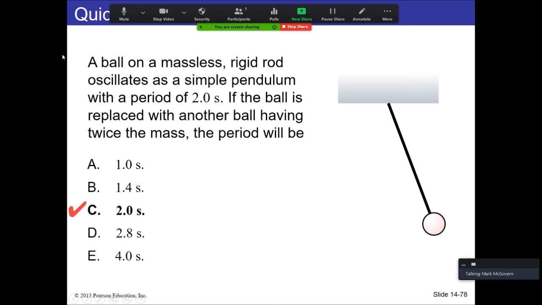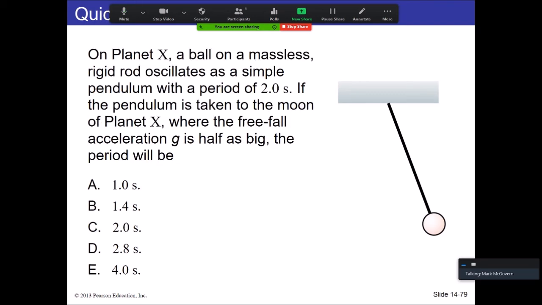So, a ball on a massless rigid rod oscillates as a simple pendulum with a period of 2 seconds. The ball is replaced with another ball having twice the mass. The period will be, oh look, I didn't notice I clicked ahead too quickly. But we've established this in the lab and said it a couple times already here. Mass doesn't really matter here. You see what the period depends on. It's basically dependent on the length of the pendulum. It also kind of depends on being on Earth, but if you're somewhere else, you can replace that.